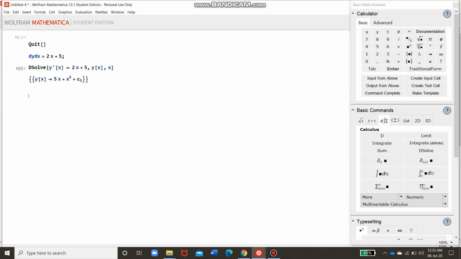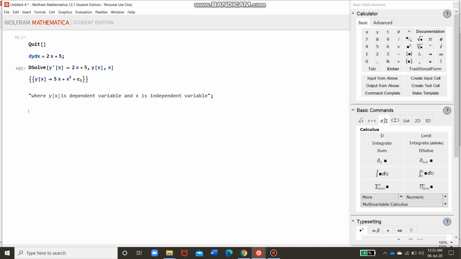Here, y of x is the dependent variable and x is the independent variable. So I hope you understand that.